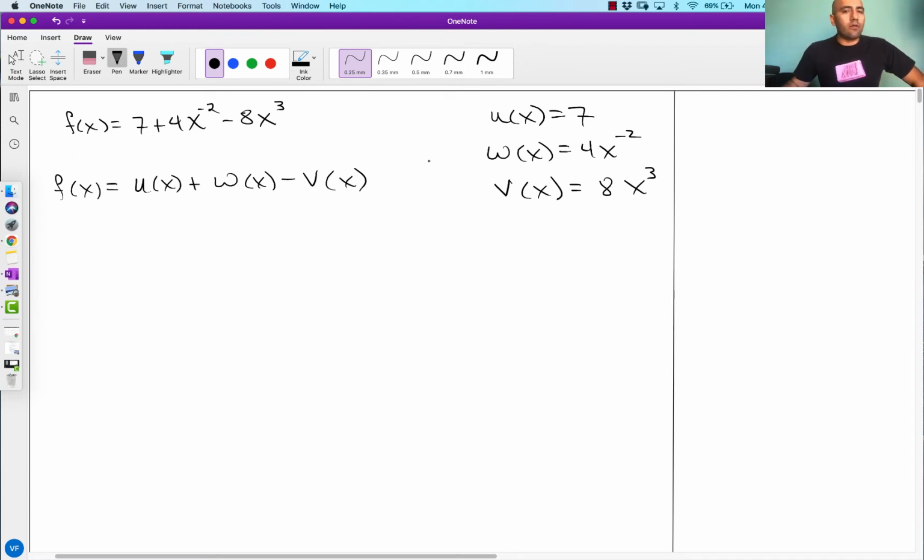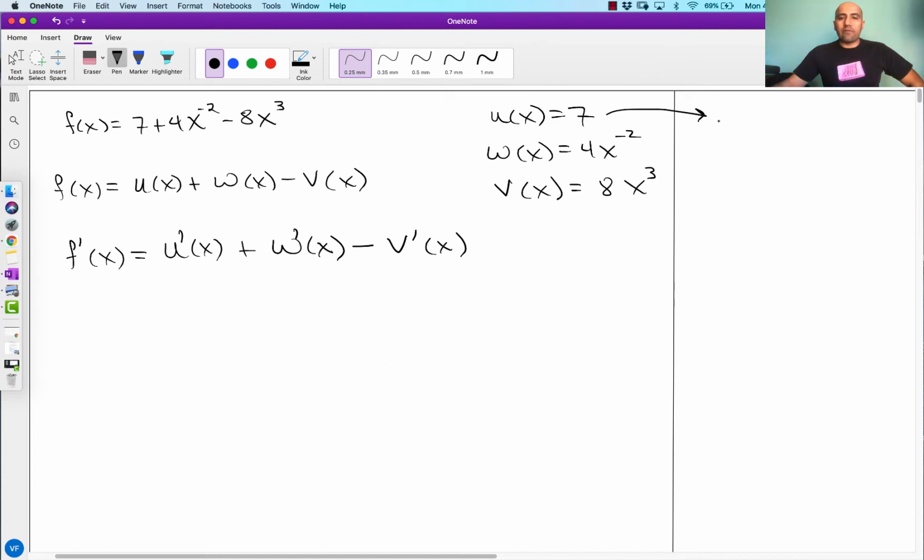Okay, we don't have to do all this work every single time. I'm just pointing out that this is really very easy to find if we use our theorem. So f prime of x is then really equal to the derivative of the u function plus the derivative of the w function minus the derivative of the v function. Right, so we can just find each one of them separately.